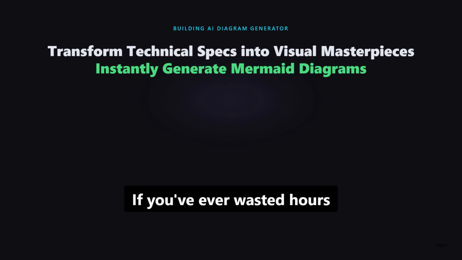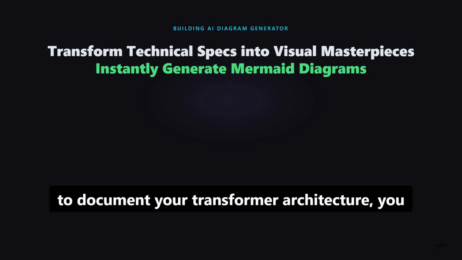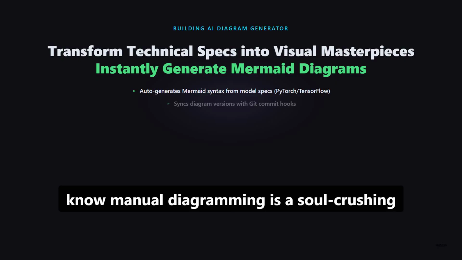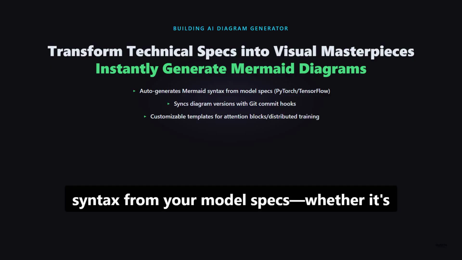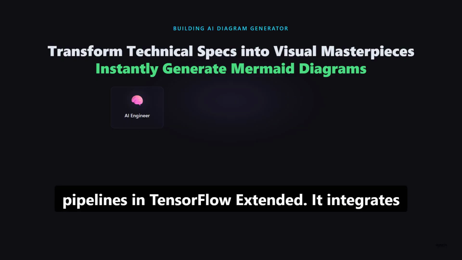If you've ever wasted hours wrestling with Lucidchart or Draw.io just to document your transformer architecture, you know manual diagramming is a soul-crushing bottleneck. This skill auto-generates mermaid syntax from your model specs, whether it's attention mechanisms in PyTorch or data pipelines in TensorFlow Extended.